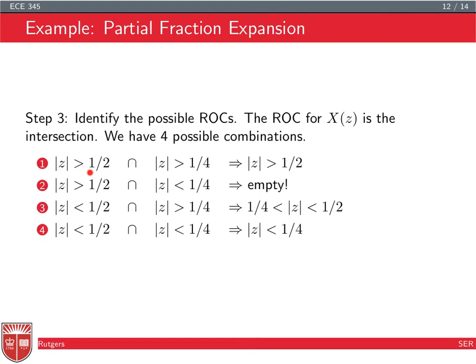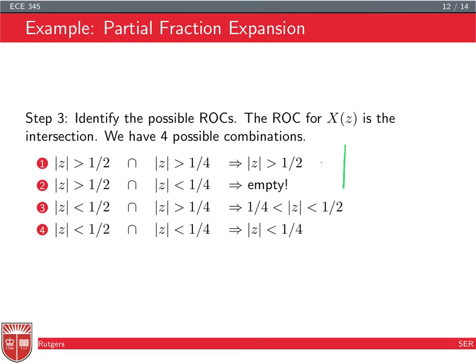The magnitude of z is larger than 1/2, and the magnitude of z is larger than 1/4. So this corresponds to the case where the magnitude of z is greater than 1/2, or the magnitude of z is greater than 1/2 and the magnitude of z is less than 1/4. Actually, this case is empty, so it never happens, and so on and so forth. So in fact, we have, in the end, three cases.